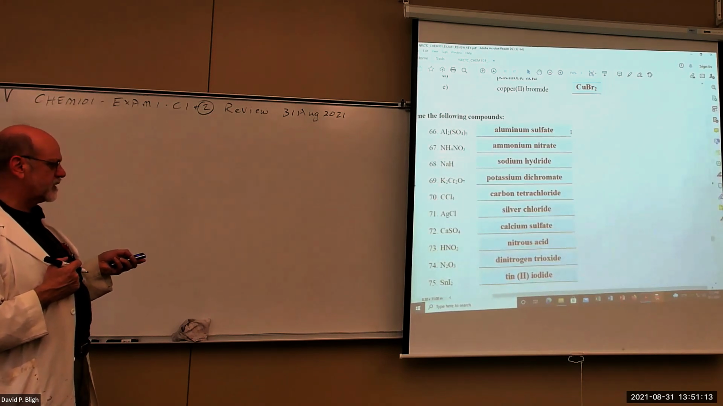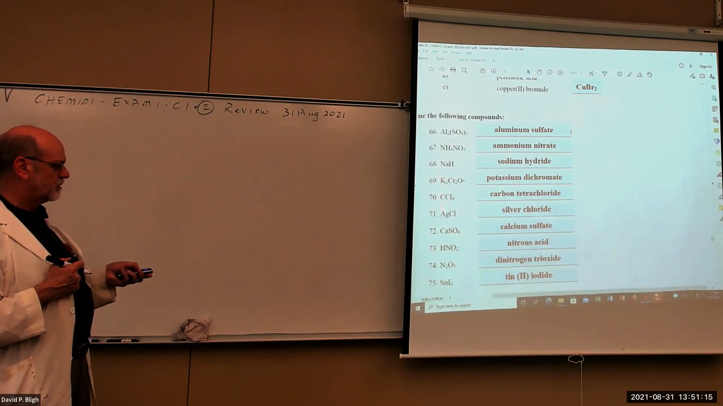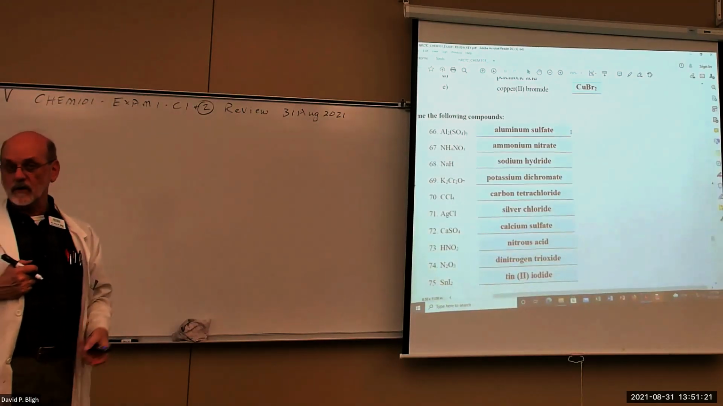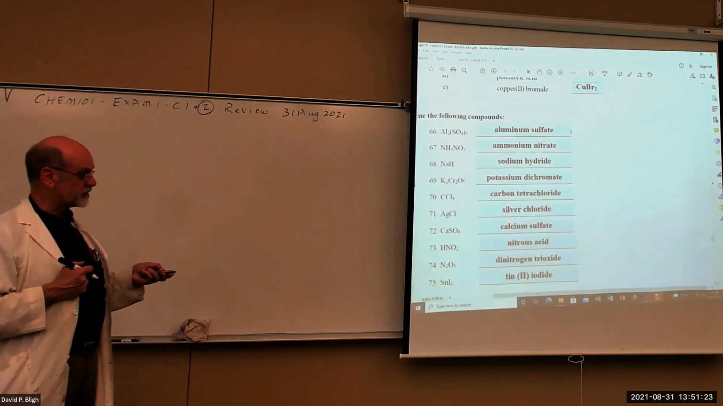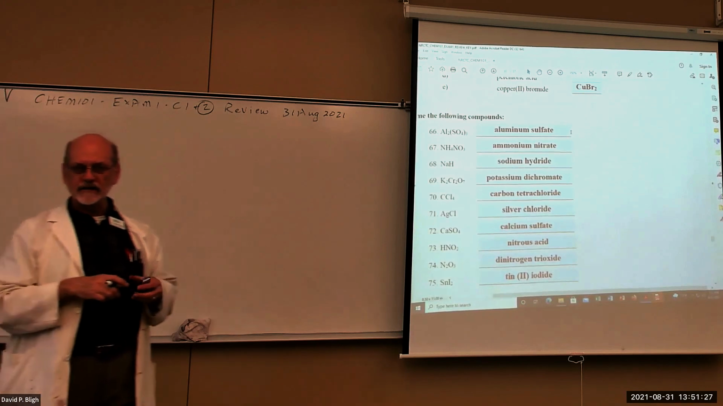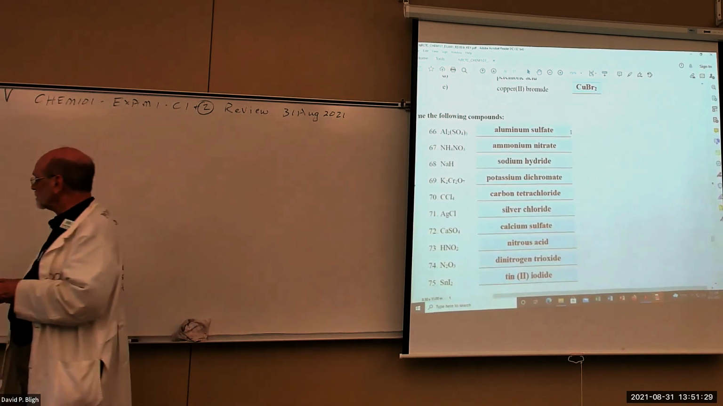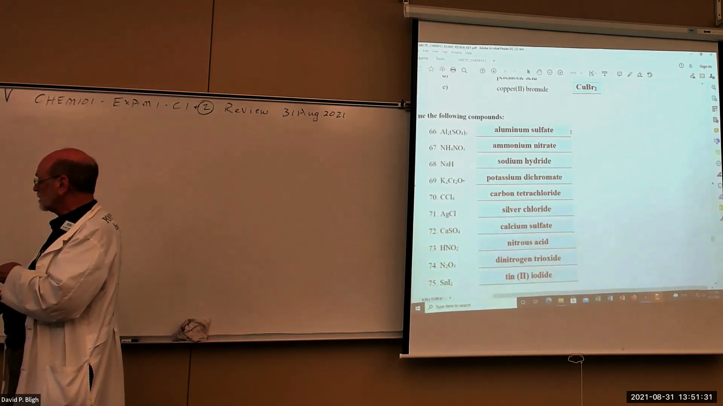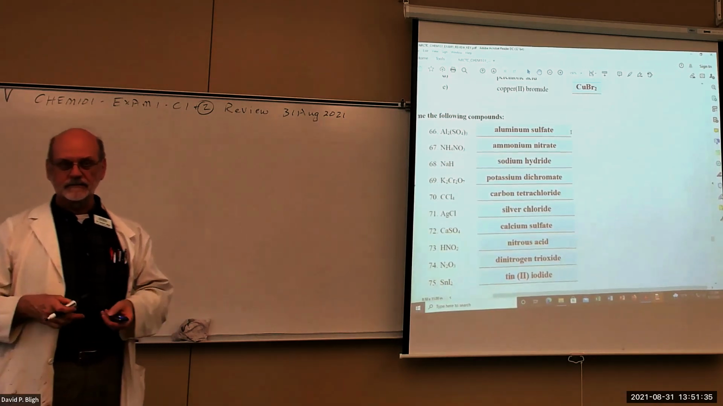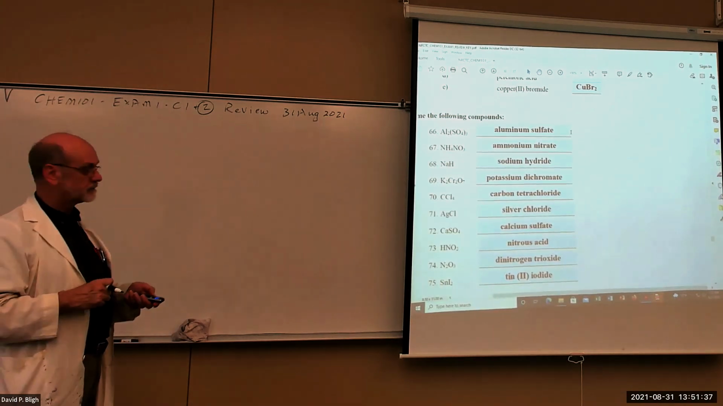So let's see if there are any tricky ones in here. Silver chloride. Silver is a transition metal, but it only has one charge. So you only have to say silver chloride. You don't need to say what the charge is. What other transition metals like that? Zinc. Zinc has a 2 plus charge. That's it. No other choices. It's type 1.